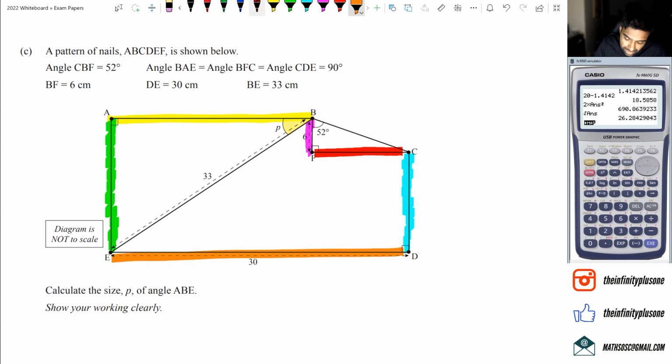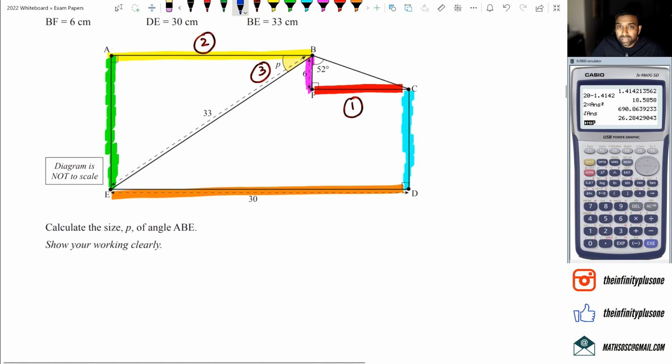So my steps in terms of figuring things out are: step 1, I'm going to figure out what the red length is. Step 2, I'm going to figure out what the yellow length is. And then once I get the yellow length, I can figure out the angle, which is the third step there. So as you can see, 3 steps to solve this particular question. So let's start with the first step.